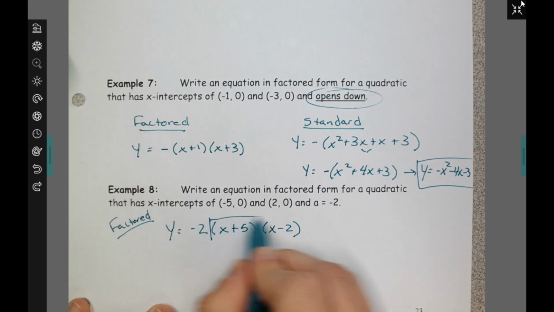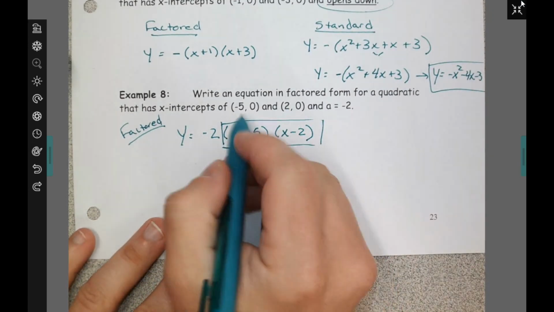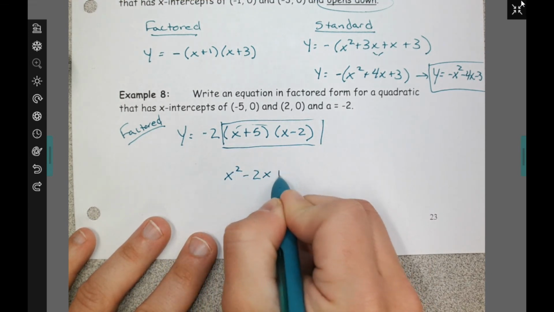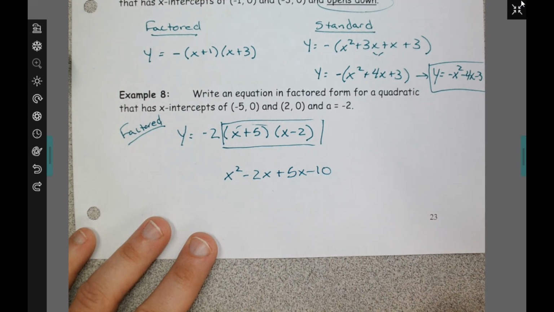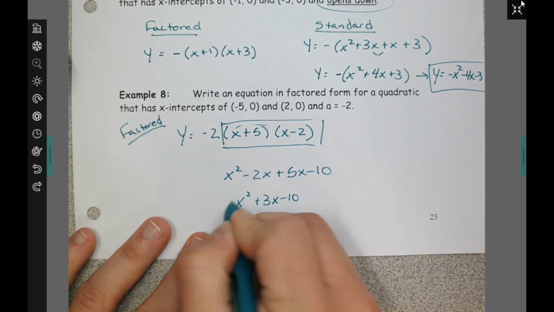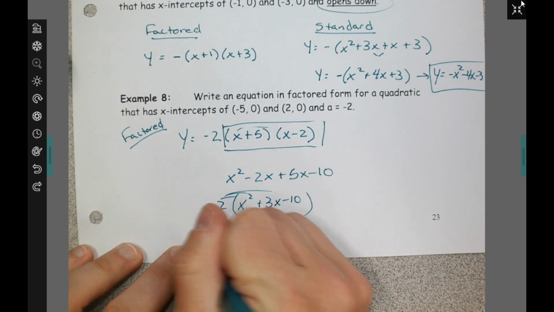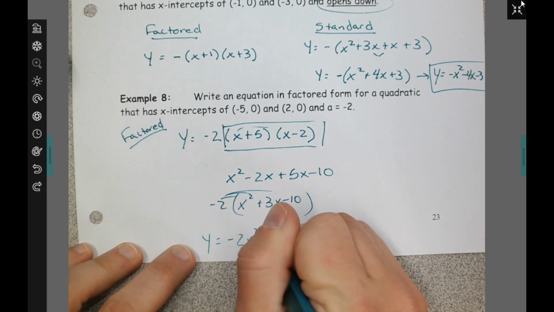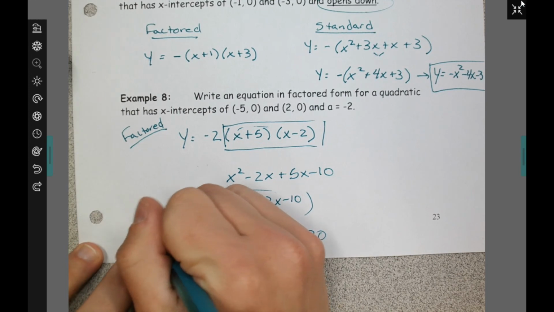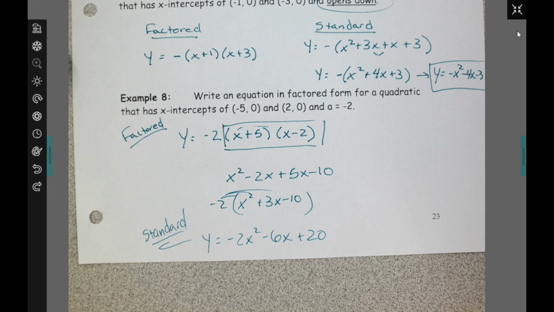To get to standard, we talked about this last week, you go ahead and start with your parentheses first. So in these parentheses, if I FOIL it out, we're going to get x squared minus 2x plus 5x minus 10. Make the middle look nice. And then your last step is to distribute the negative 2 in. So I have y equals negative 2x squared minus 6x plus 20. That would be our standard form. And that's how you write equations when given your x-intercepts.